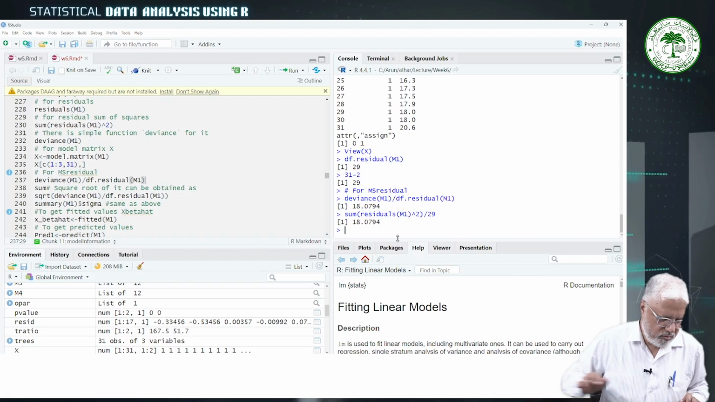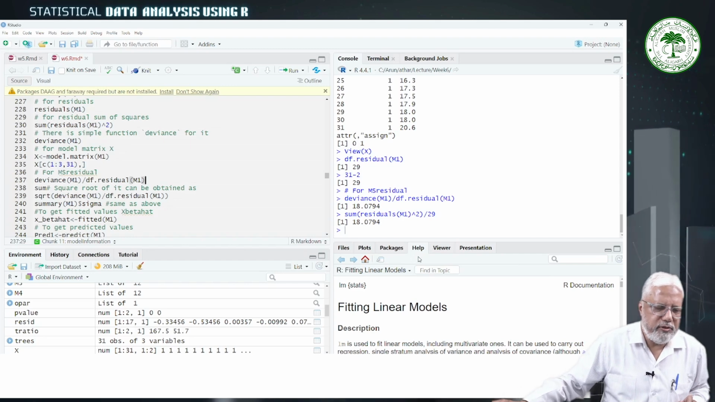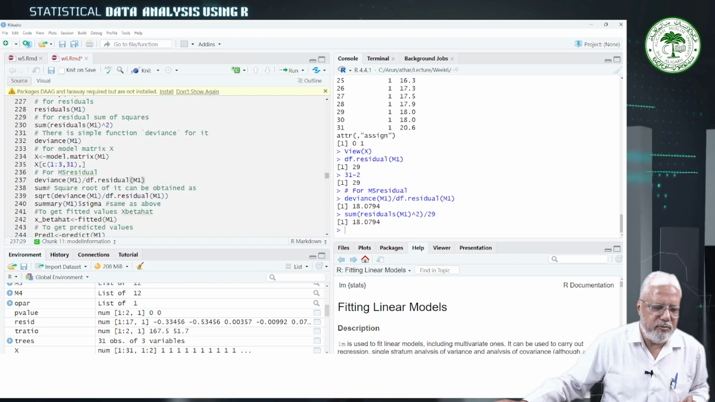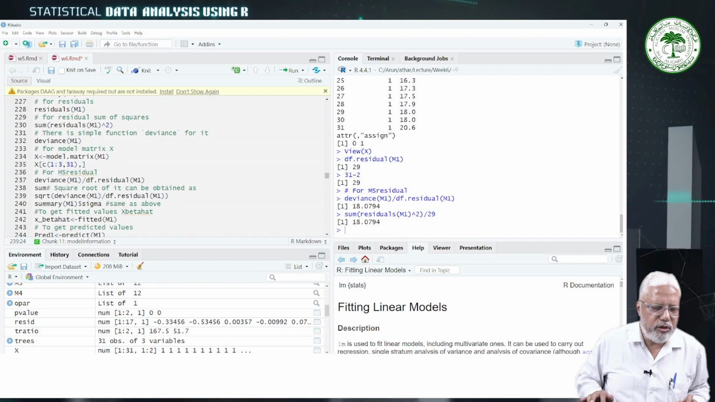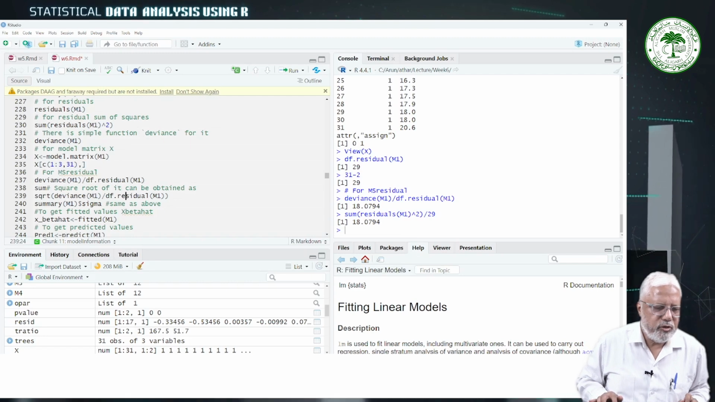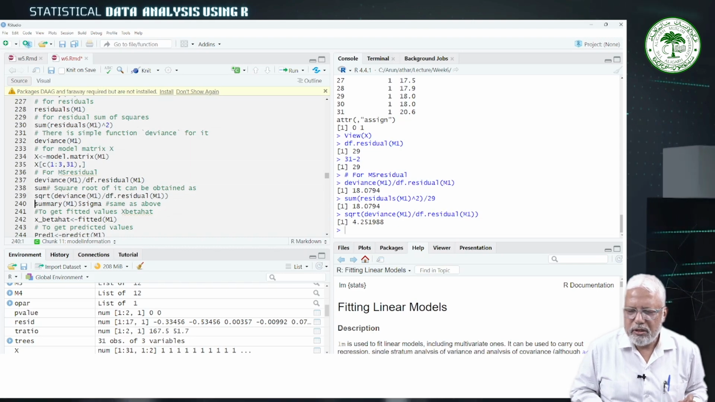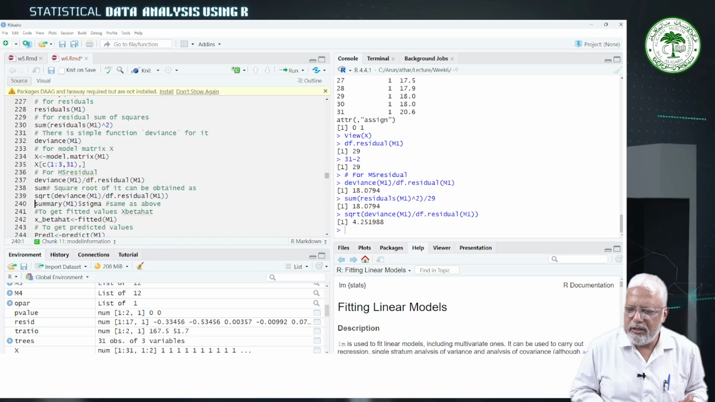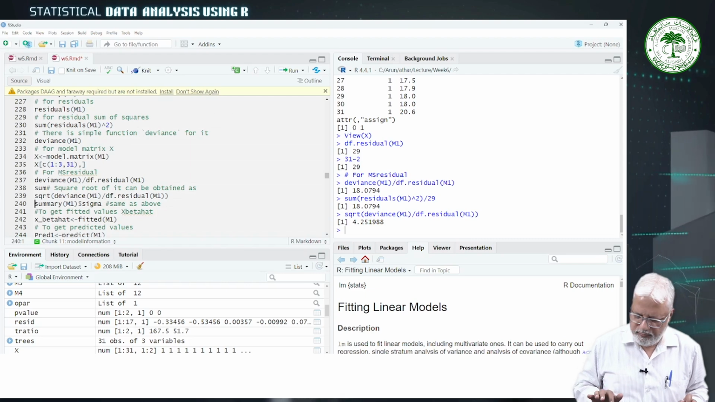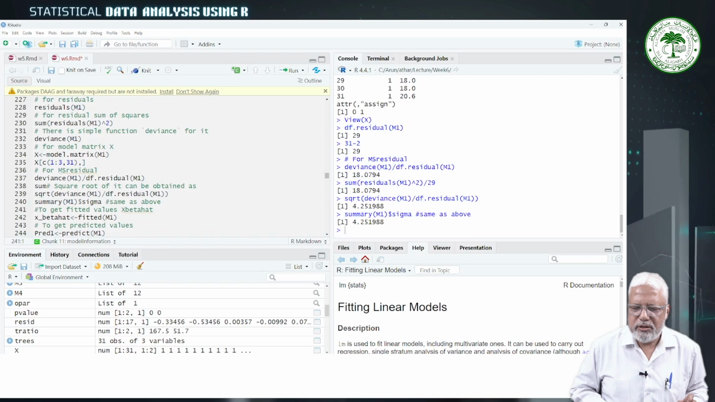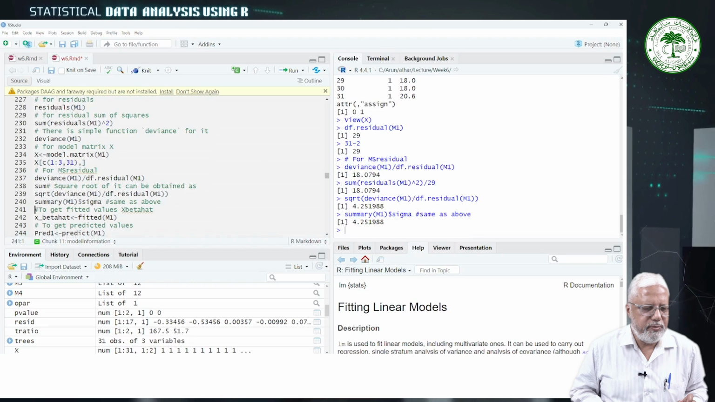Now we can talk about sigma. Summary M1 sigma I have already explained. This is the square root of deviance of M1 divided by df residual. Its square root is the value of sigma, and if we want to print sigma, we can extract it with summary M1 sigma.